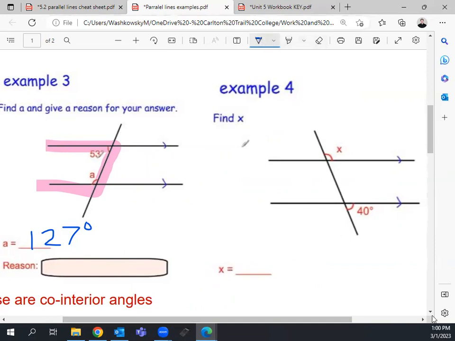how could I find what X is? 180 take away 40. Yeah, you're right. This is the whole straight line here, right? This whole thing's a straight line. So I know that if this part right here is 40 degrees, 180 minus 40, I'm going to be left with 140 degrees for this leftover one here. So this angle here has to be 140.